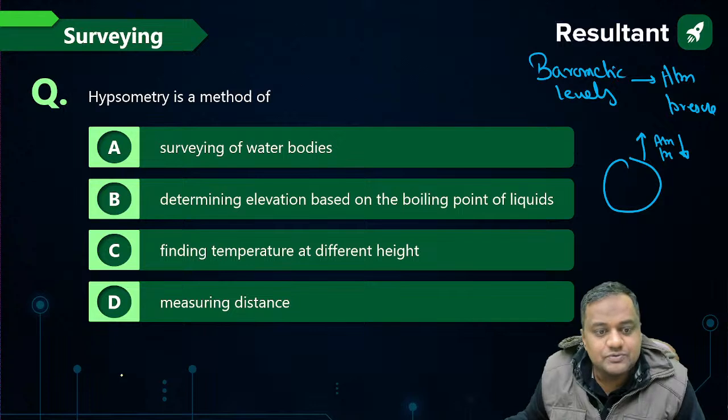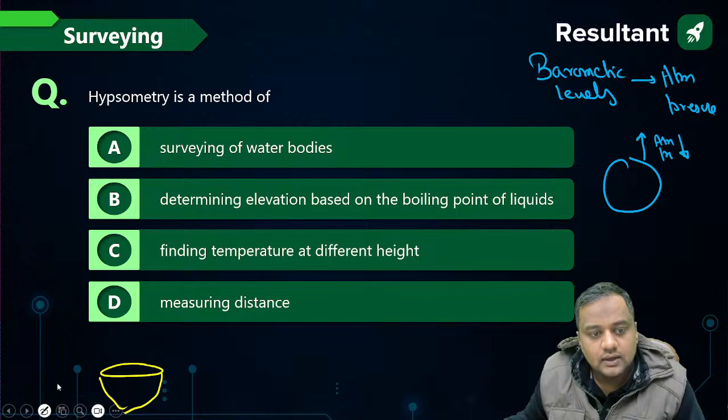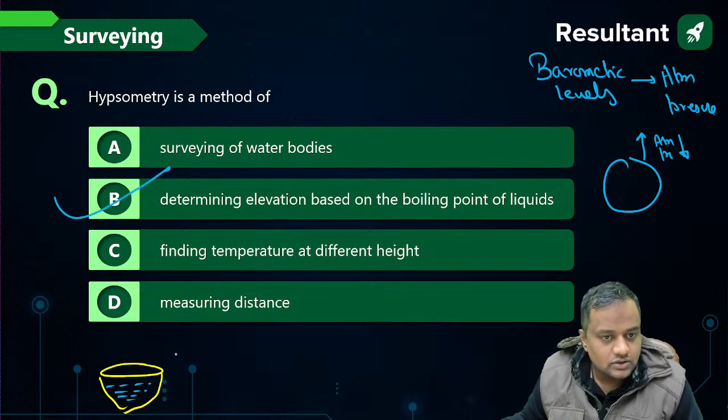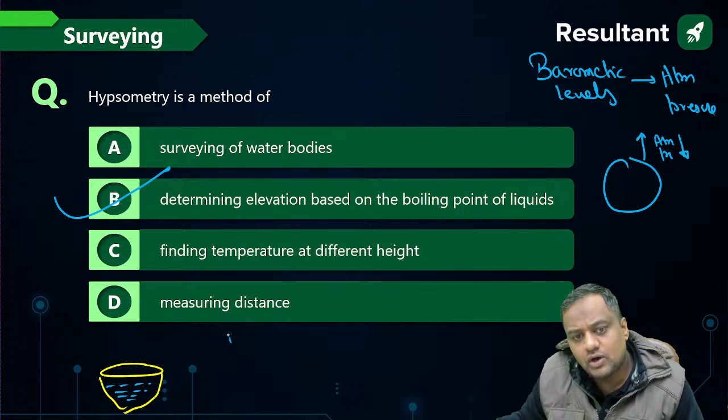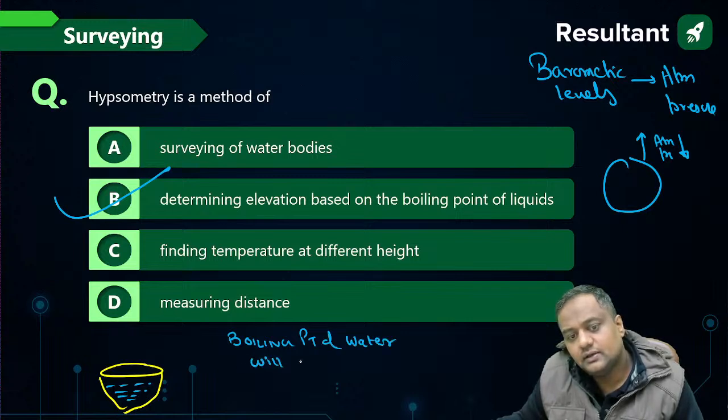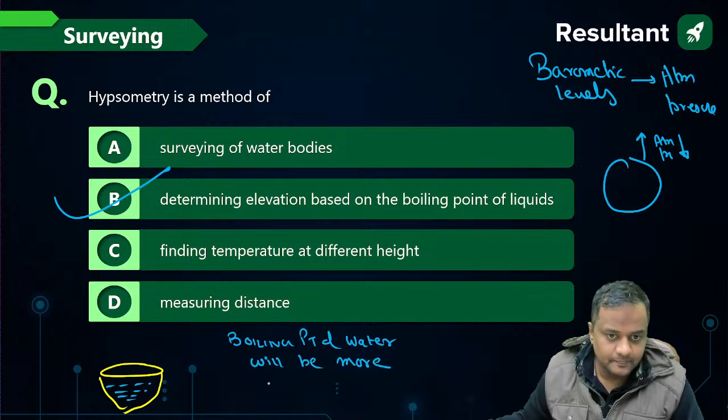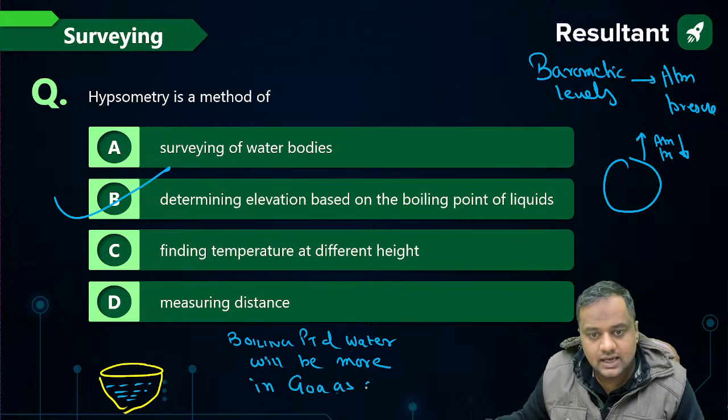What is hypsometric leveling, guys? Suppose this is a bowl and we are heating it for boiling. Where will the boiling point be more? Boiling point of water will be more in Goa or Shimla? Tell me. It will be more in Goa as compared to Shimla.